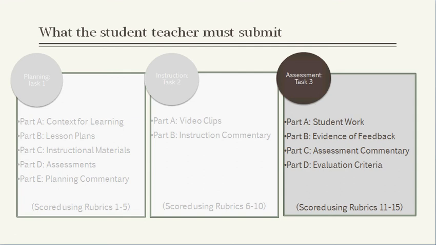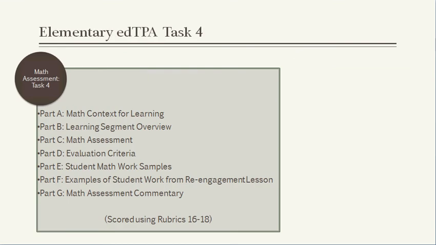For Task 3, the student includes work from 3 sample students, one of which is usually a student with a 504 or an IEP. And the student teacher must provide evidence of feedback in either written form or another video clip, and they must respond to the assessment prompts and include a scoring guide for their assessment used in this task. And then finally, for elementary candidates, a 4th task requires the student teachers to submit 7 components, many of which are similar to the components I just discussed, but they're now for a math lesson and assessment.